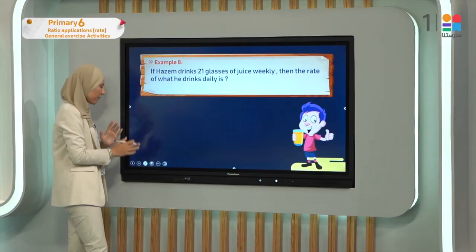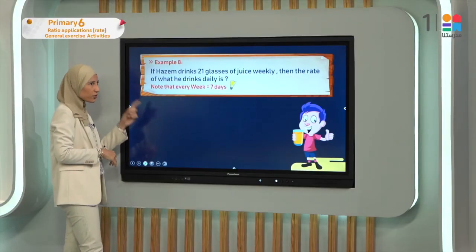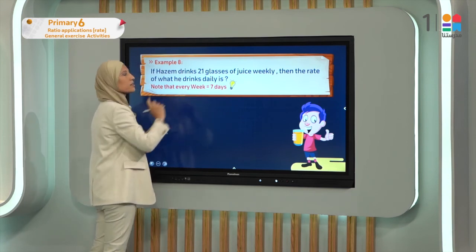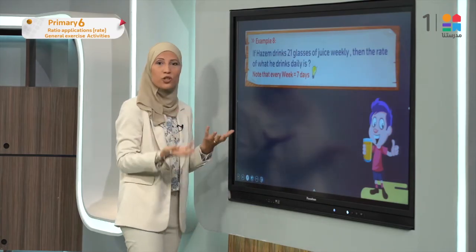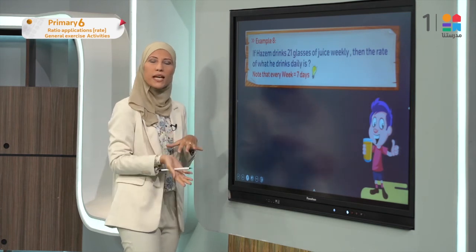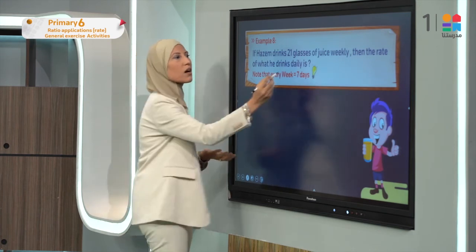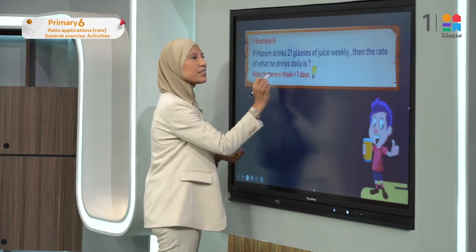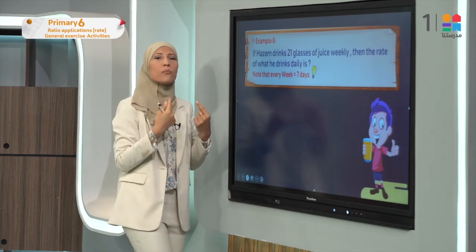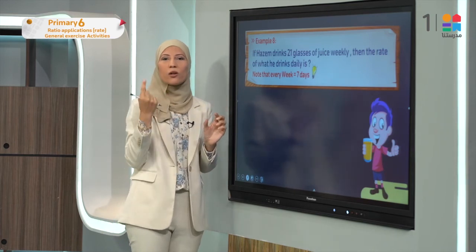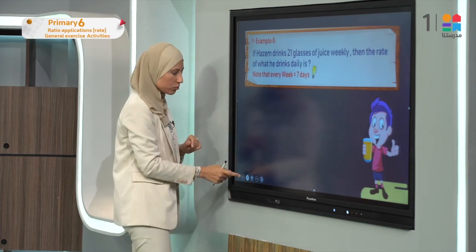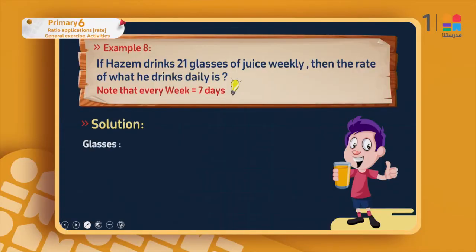To know that, I have to do something. First, I have to know that every 1 week equals 7 days. So I am going to write my terms. I will write weekly or day? Of course, I will write day because he's asking about what he drinks daily. He is asking me how many glasses Hassan drinks every one day. So my terms here will be glasses to day. Okay, and I know 21 glasses in 7 days. So for every 1 day, I will put my 1.